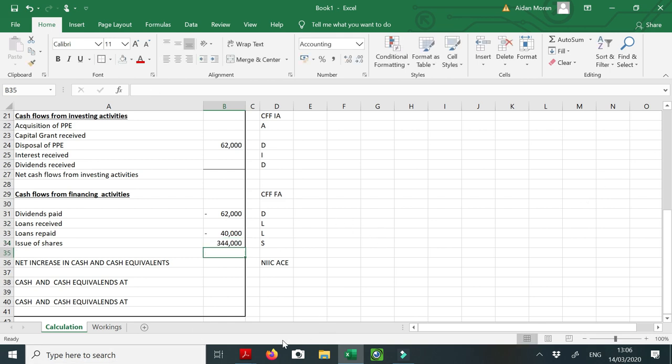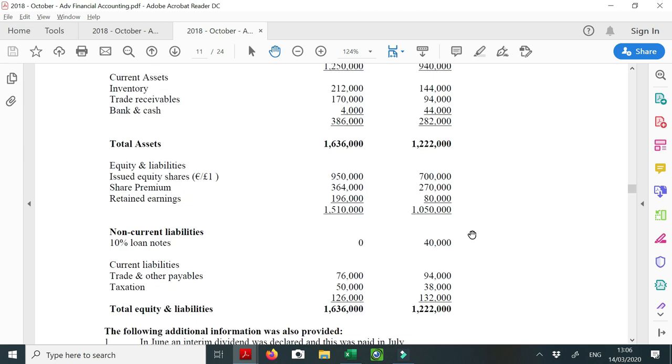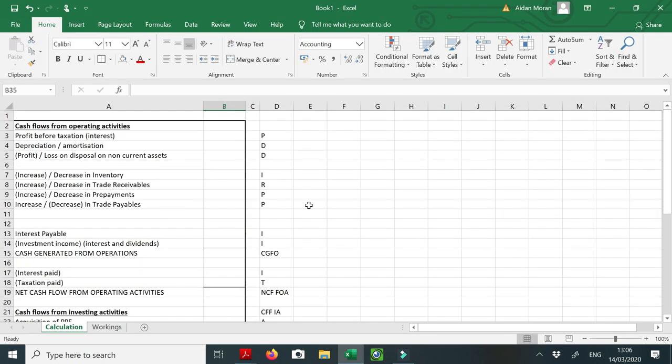Okay, my last point I think in this question is looking at something small. Trade and other payables at the end of 16 of 94,000 includes interest due of £2,000. So my trade payables down here included £2,000 of interest due. That's all. I'm not even going to write that out. It's written there for me. I just need to bear it in mind when I'm looking at my question.